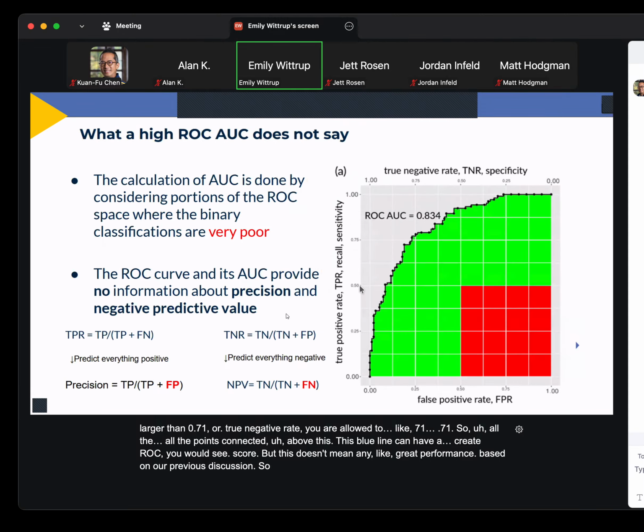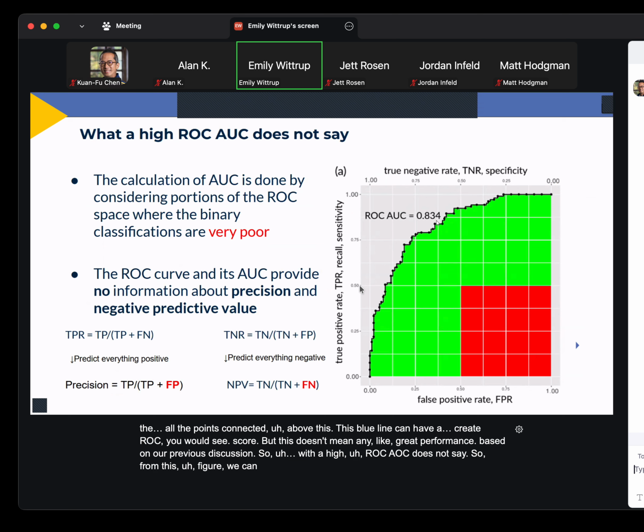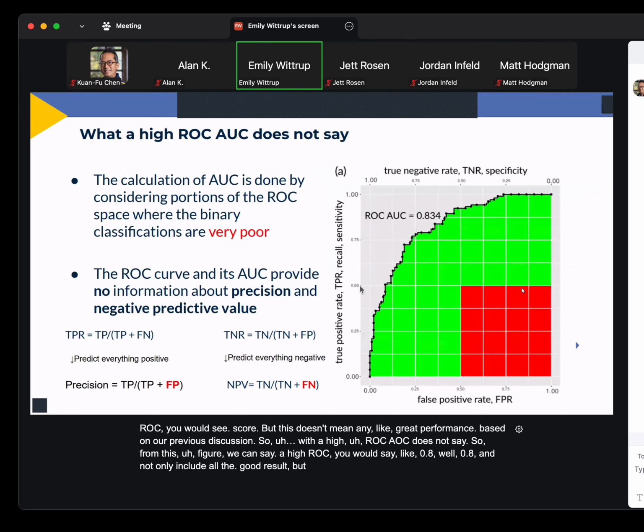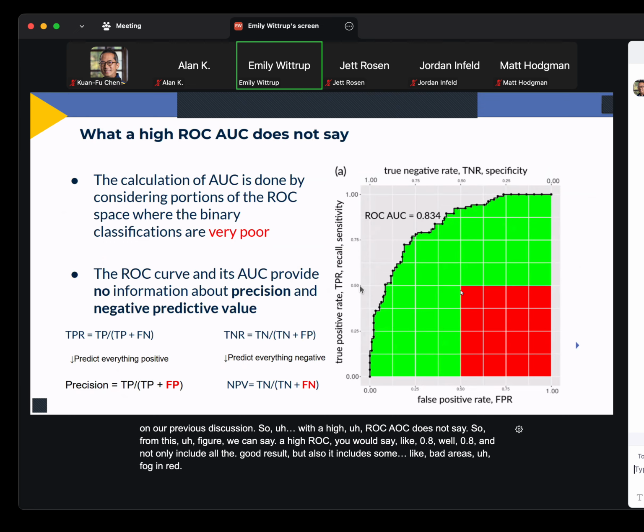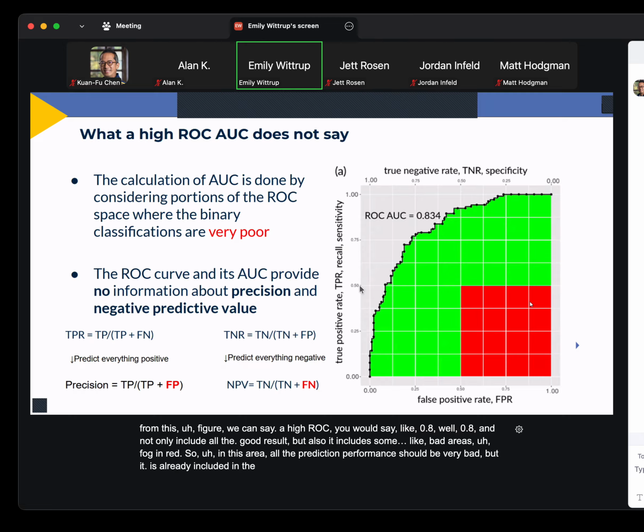So what does a high ROC AUC not say? From this figure, we can see that a high ROC AUC, like about 0.8, not only includes all the good results, but also includes some bad areas plotted in red. In this area, all the prediction performance should be very bad, but it is already included in the total ROC AUC score. So the classification result could be very poor and still be included in the score.